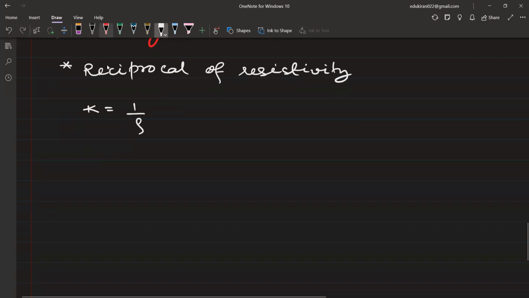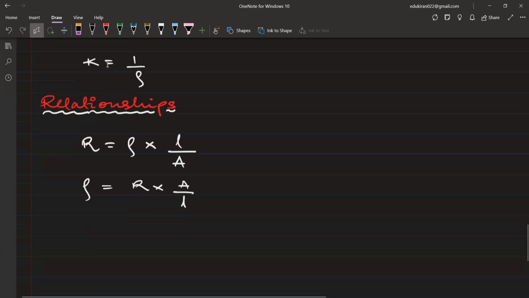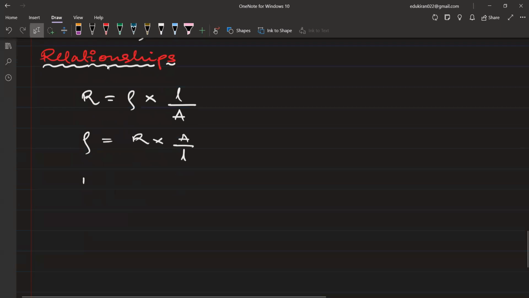Now, relationships. Okay, so one relationship I hope all of you know, that resistance R is equal to the resistivity into the length of the resistor upon A, that is the cross-sectional area. So I can write rho will be equal to R into A by L. Yes or no? Please tell me, guys. Yes, sir.